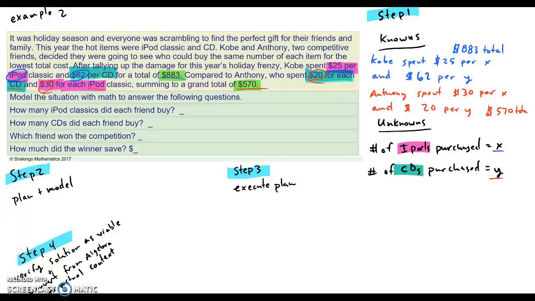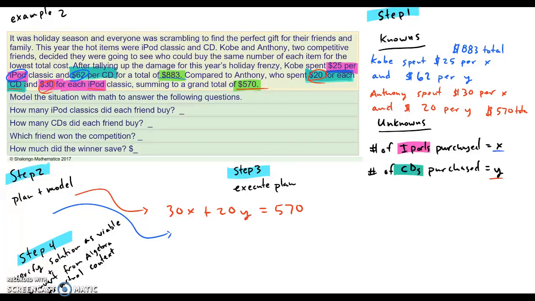So now we can go ahead and develop the plan in the model. Well, it looks like we're given two totals. We're given a total for the amount of money that Kobe spent and a total for the amount of money that Anthony spent. So our first equation is going to have to do with Anthony's total. Our second equation, Kobe's total. So Anthony's equation would be $30 per iPod plus $20 per CD, equaling a total of $570.